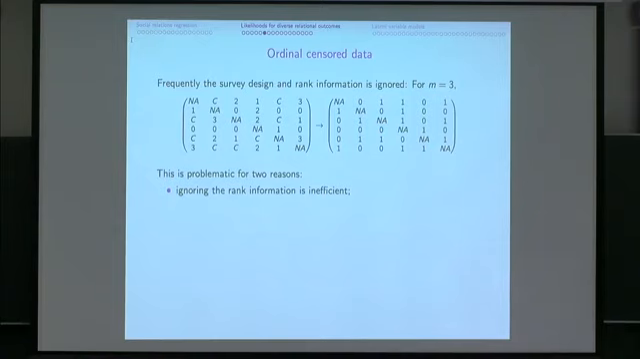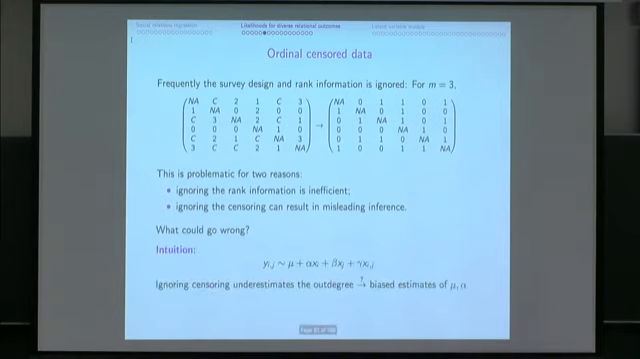So first of all, ignoring the ranks, that's inefficient. So we're throwing away some information. But in my experience, the more serious thing is that ignoring the censoring can result in very misleading inference for particular parameters in the model. So what could go wrong?